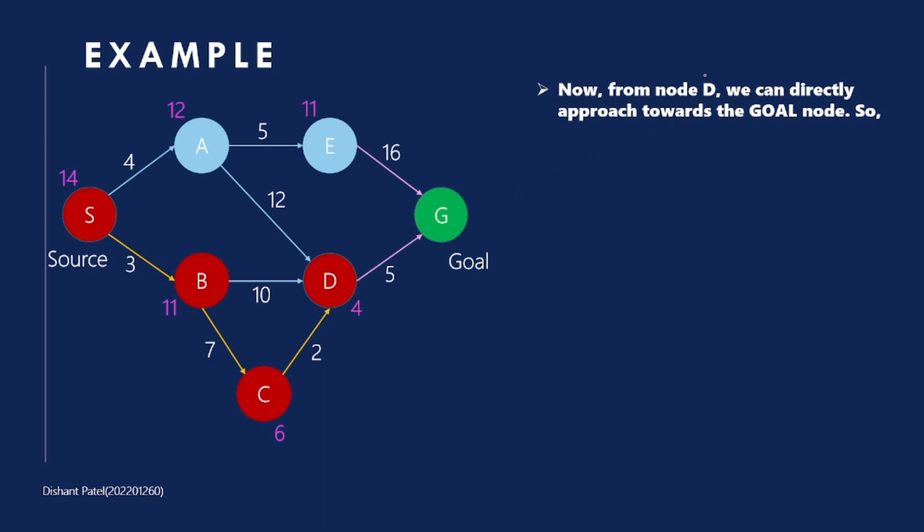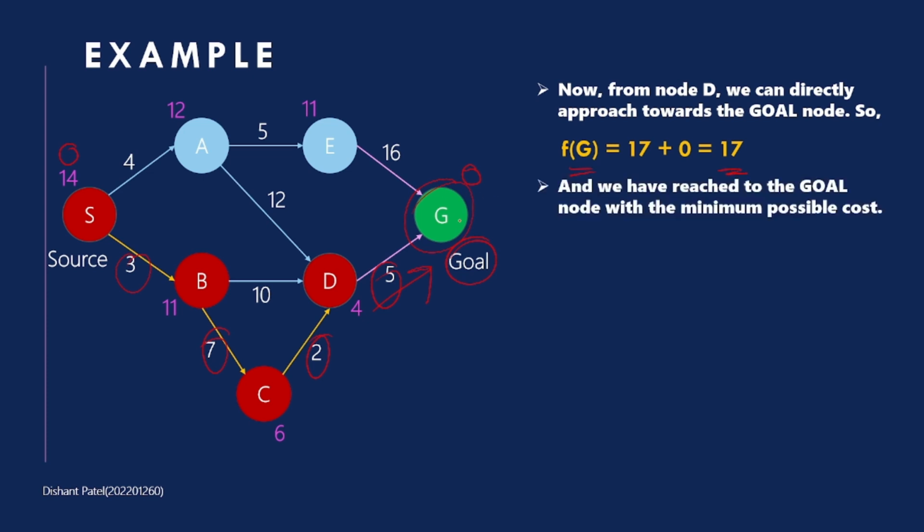Now from node D we can directly approach the goal node. So the value of the goal node, f of g, will become 17, as 3 plus 7 plus 2 plus 5. And the heuristic value of this goal node is obviously 0, as the actual value of the source node is 0, similarly. So f of g will become 17. Okay, and we have reached the goal node with the minimum possible cost.